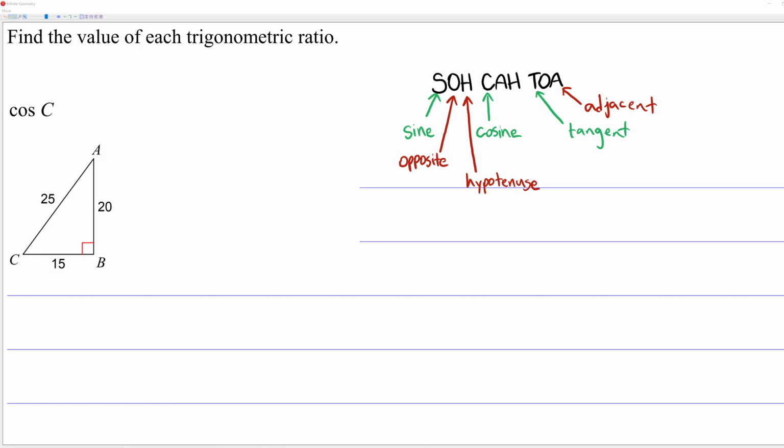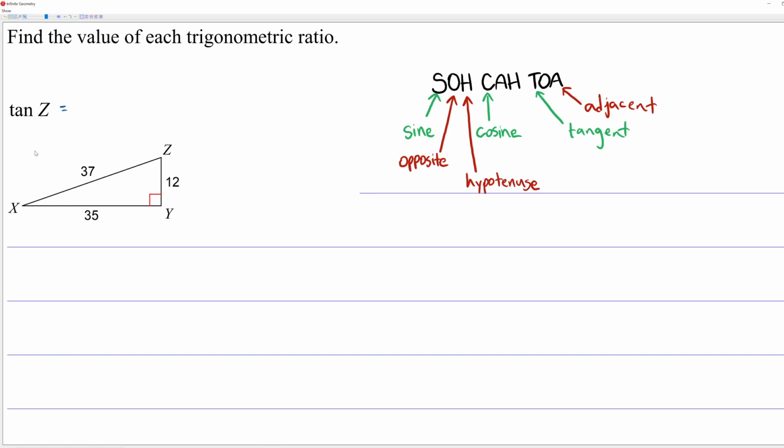Let's see, the cosine of C. Cosine is adjacent over hypotenuse. So here's angle C. 15 is the adjacent side, 25 is the hypotenuse. So it's 15 over 25. Or if we reduce our fraction, 3/5. And you guessed it, there's one more. I'm pretty sure it's going to be the tangent ratio, and it is.